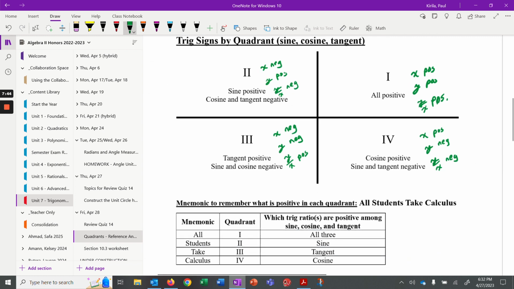A mnemonic to help you remember this by quadrant, all positive, sine positive, tangent positive, cosine positive, is the phrase all students take calculus. So all students, sine positive, take, tangent positive, calculus, cosine positive.